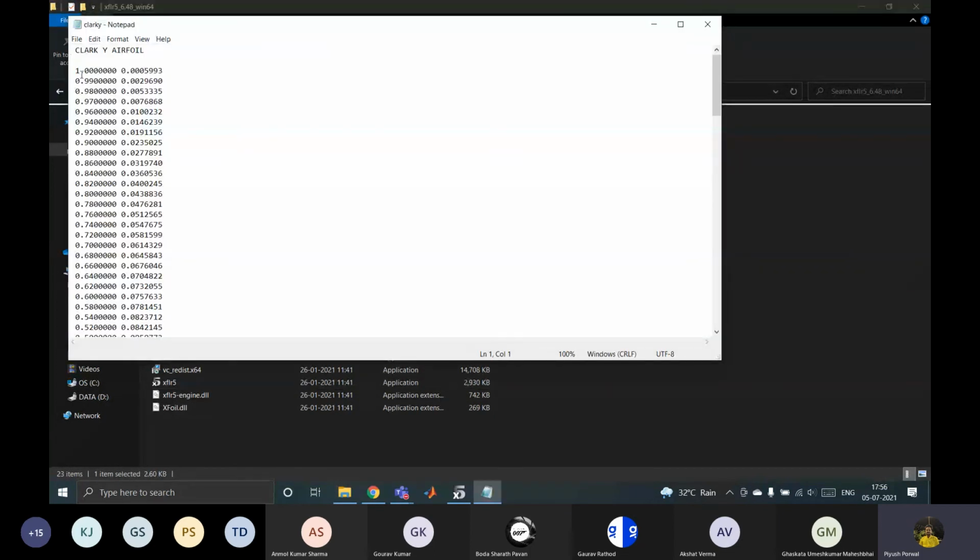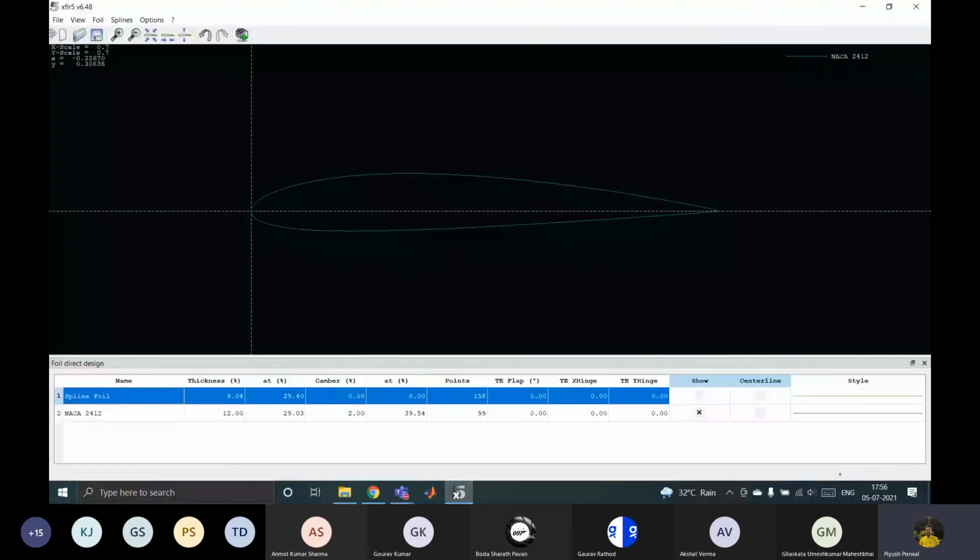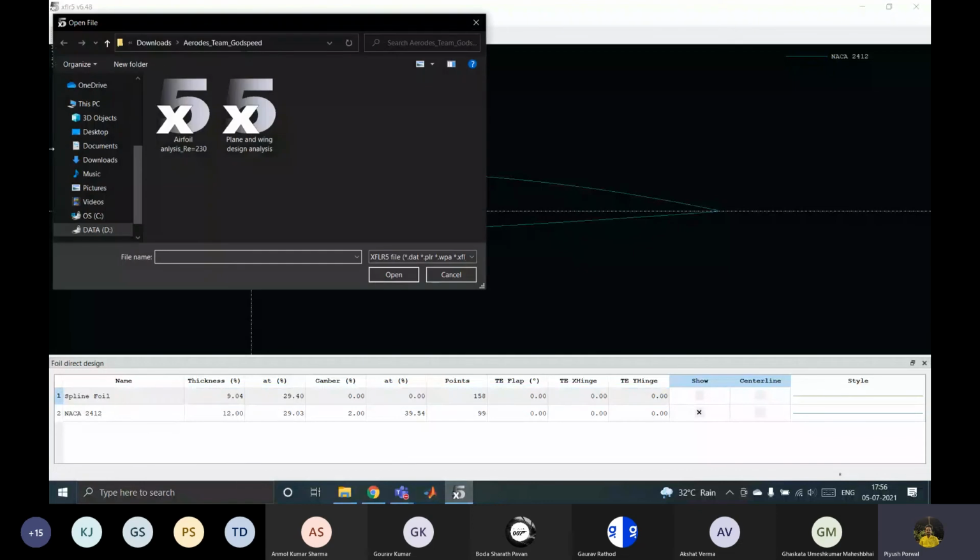Then from 1 to 0, and then 0 only comes once. So yeah, from 0 to 1. So you have to arrange the data in this format and then you can open the file. So from here, we can open the file. I will show you how to open it.